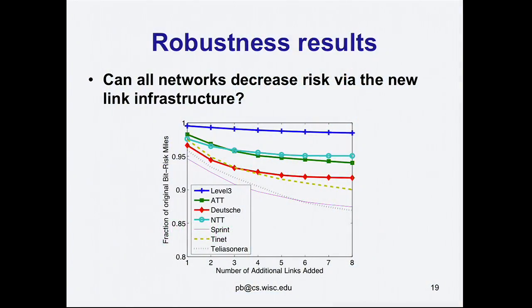And what it shows is that, in fact, Level 3, given its large footprint and rich connectivity, has the smallest impact by adding the most optimal link between two nodes in their infrastructure. Okay, so they're doing pretty well. But on the other hand, a couple of the other networks, Sprint and so forth, could potentially increase their robustness by adding additional links in their infrastructure following the RiskRoute technique.